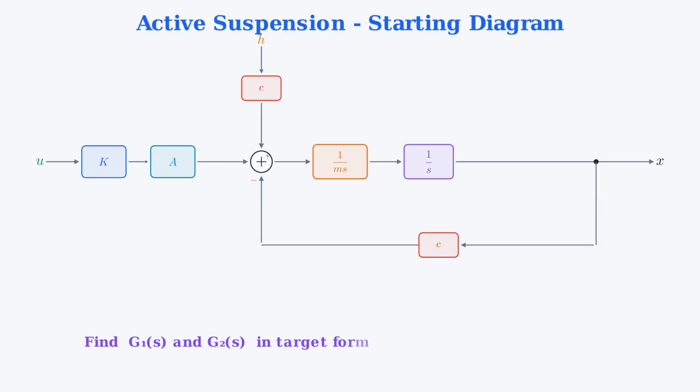U goes through G1, then a summing junction where H enters, then G2, and out comes X. Our goal? Find G1 of S and G2 of S.